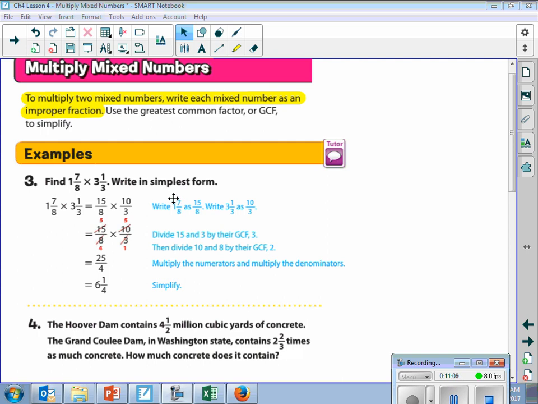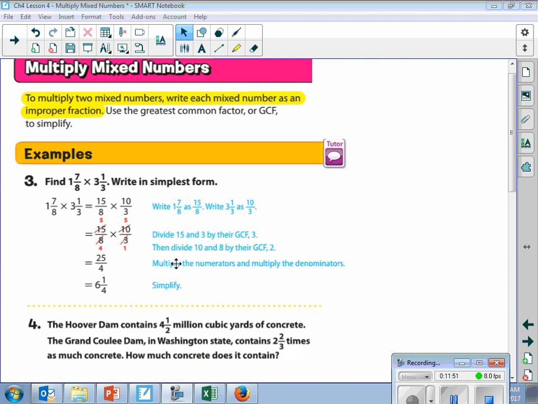Now, just like it says up here, we want to change all of our mixed numbers to improper fractions. So 1 7/8 changes to 15/8, good, times 3 1/3, which is 10/3. Now, once again, before we multiply, we are going to simplify, and that's what they did here in red. So, with the 8 and the 10, the GCF between those two is 2. So we divided 2 out of both of them. So 8 divided by 2 is 4, and 10 divided by 2 is 5.